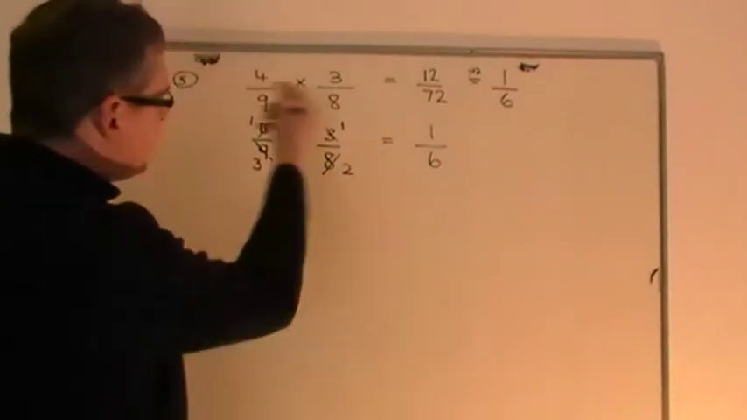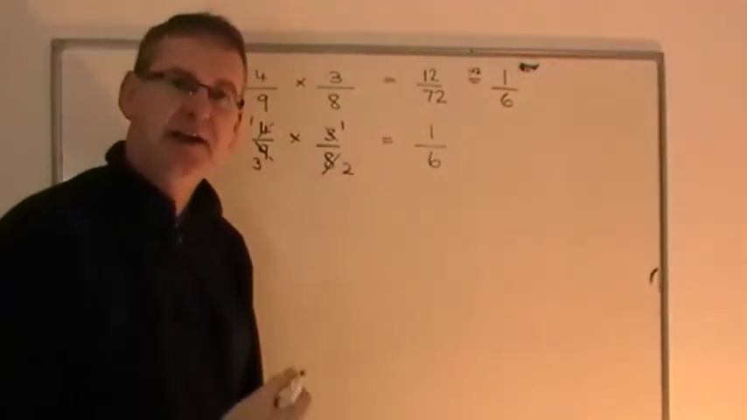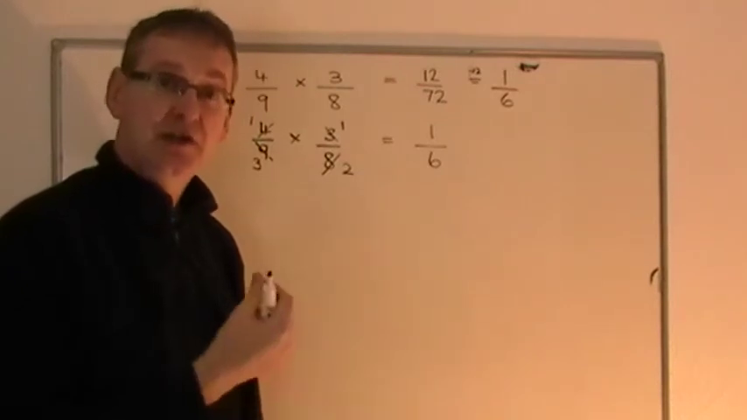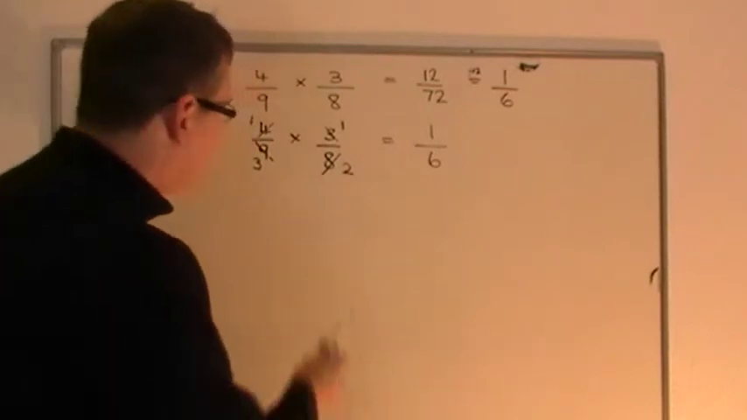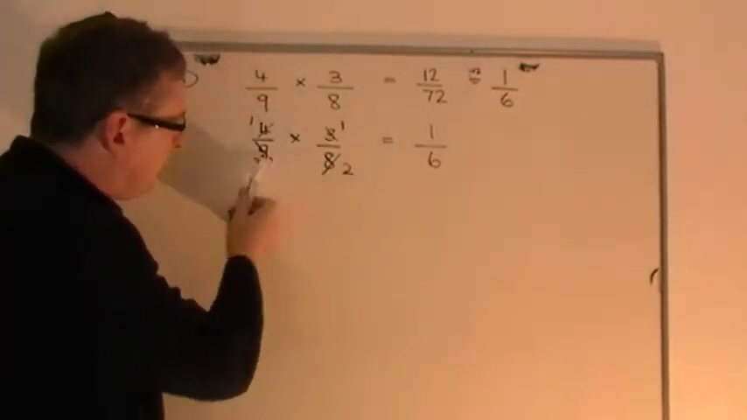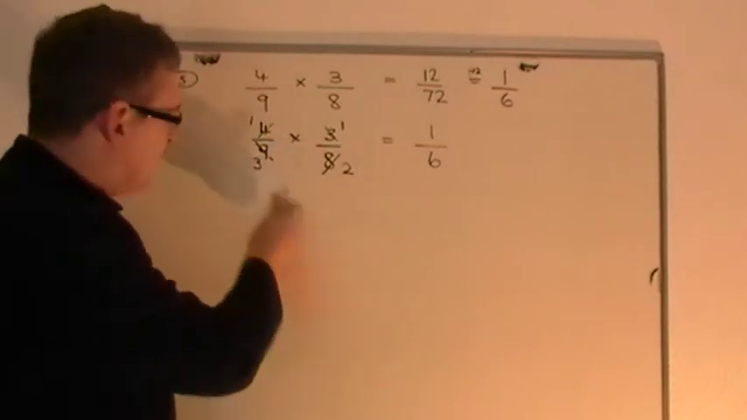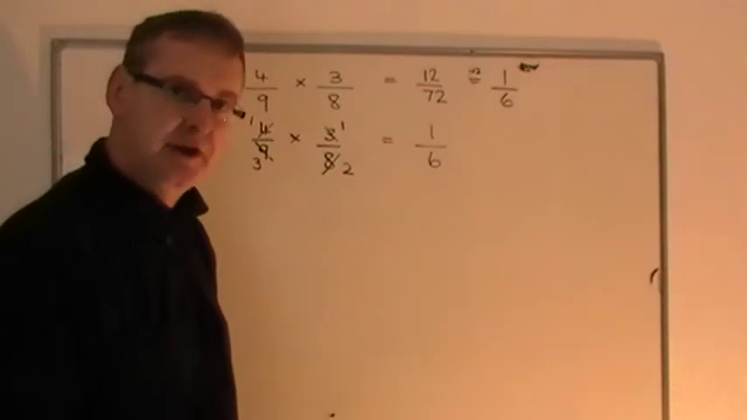So why do it this way? Because when you're trying to cancel 12 over 72, it's not easy always to spot what is the best thing to cancel. But here, when the numbers are much smaller in the sum, it's much easier to spot the things that can cancel. And so it's usually easier to cancel in the sum, if you know what you're doing.